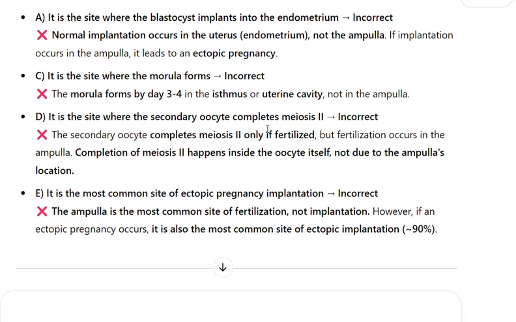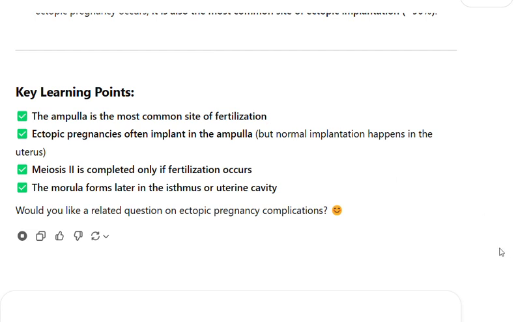Key learning points. The ampulla is the most common site of fertilization. Ectopic pregnancies often implant in the ampulla, but normal implantation happens in the uterus. Meiosis II is completed only if fertilization occurs. The morula forms later in the isthmus or uterine cavity.